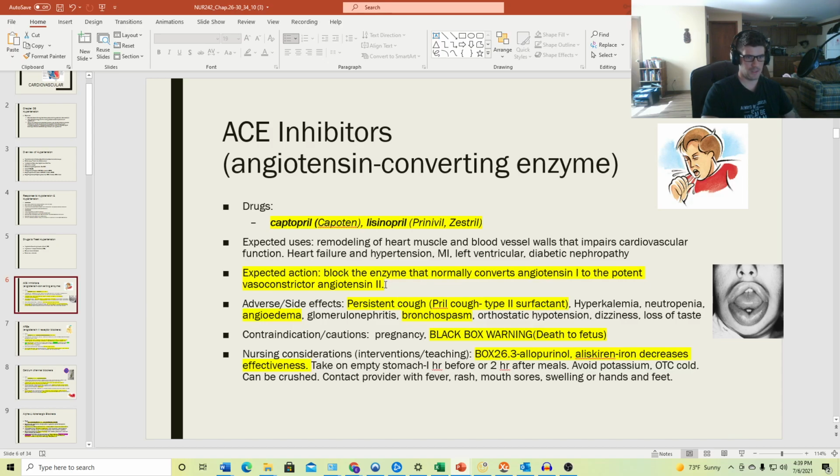Okay. Adverse side effects of captopril and lisinopril: persistent cough, the pril cough, hyperkalemia, neutropenia, angioedema, glomerulonephritis, bronchospasm, orthostatic hypotension, dizziness, and loss of taste. Again, the adverse side effects are persistent cough, hyperkalemia, neutropenia, angioedema, glomerulonephritis, bronchospasm, orthostatic hypotension, dizziness, and loss of taste.